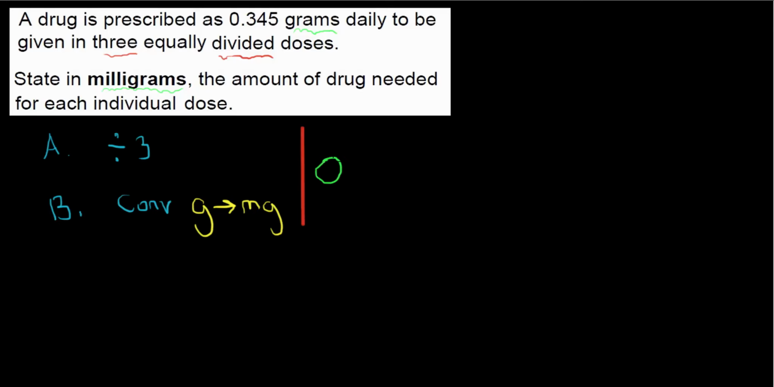So let's list those 2 steps that we will need to do. And again, it will not matter which order we do these 2 steps. So step A will be dividing by 3, and step B will be converting grams to milligrams. Now, because we've got an awkward number on that initial value, 0.345, I'm going to do the conversion first, and hopefully my active conversion will make the number I subsequently divide by a little easier to deal with. So I want to convert 0.345 grams to milligrams.